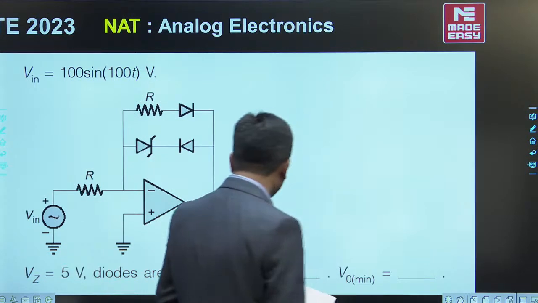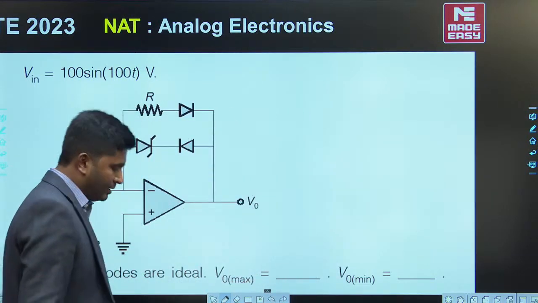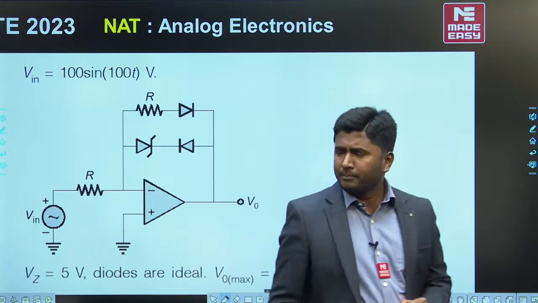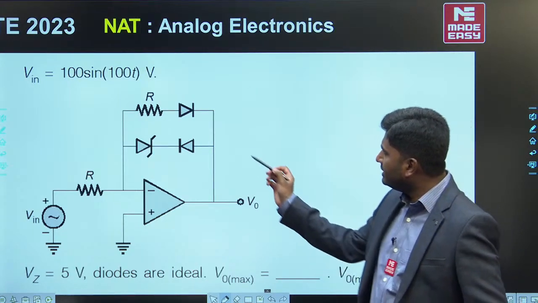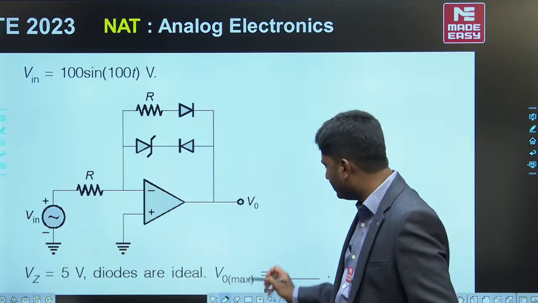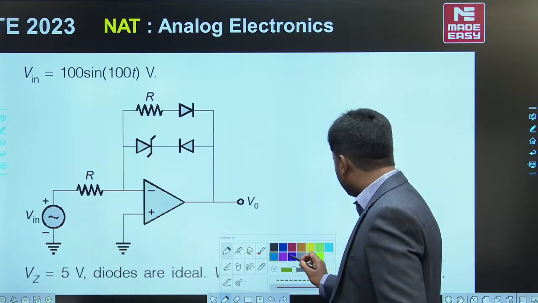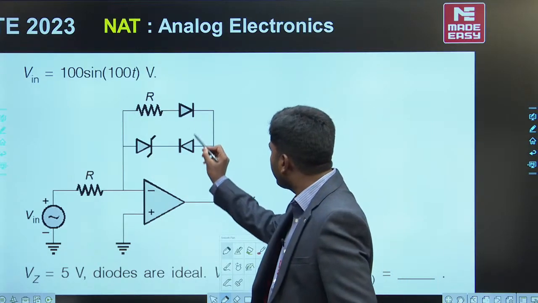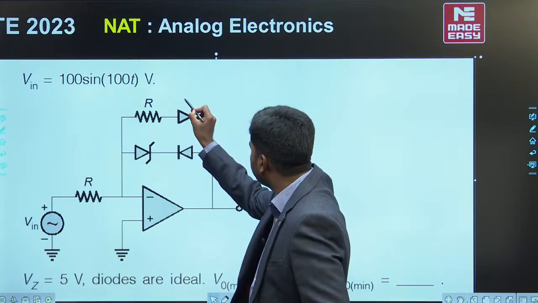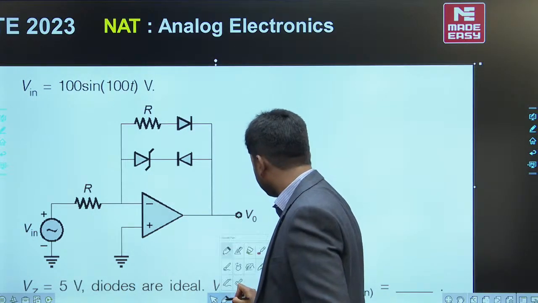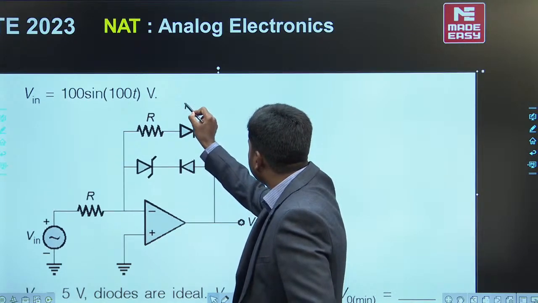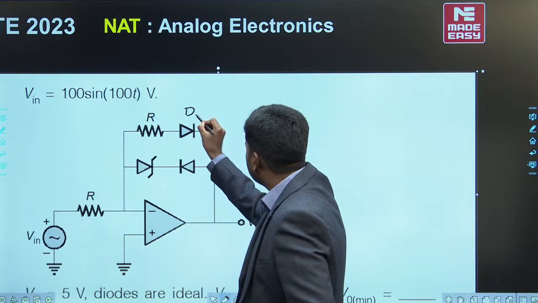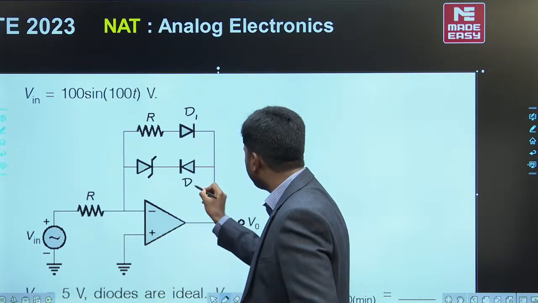Well, this was the question which came from op amp topic, and it was an easy question. There are multiple diodes here. These are like normal diodes. Let me just name them. Let us say this is D1, and this I call D2.